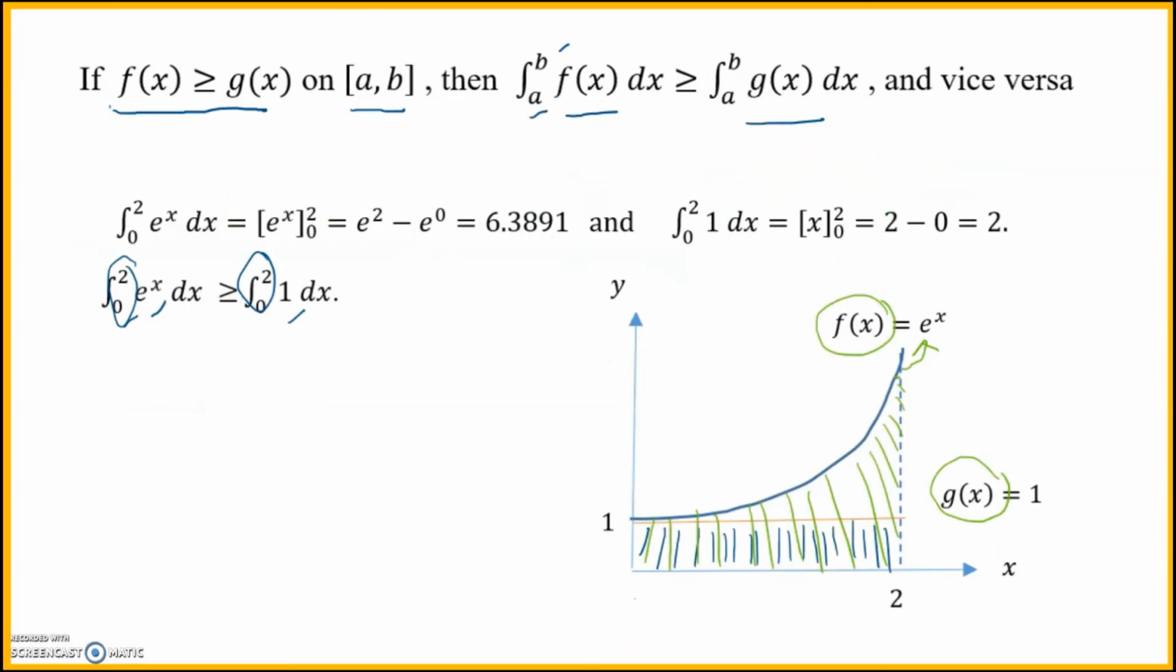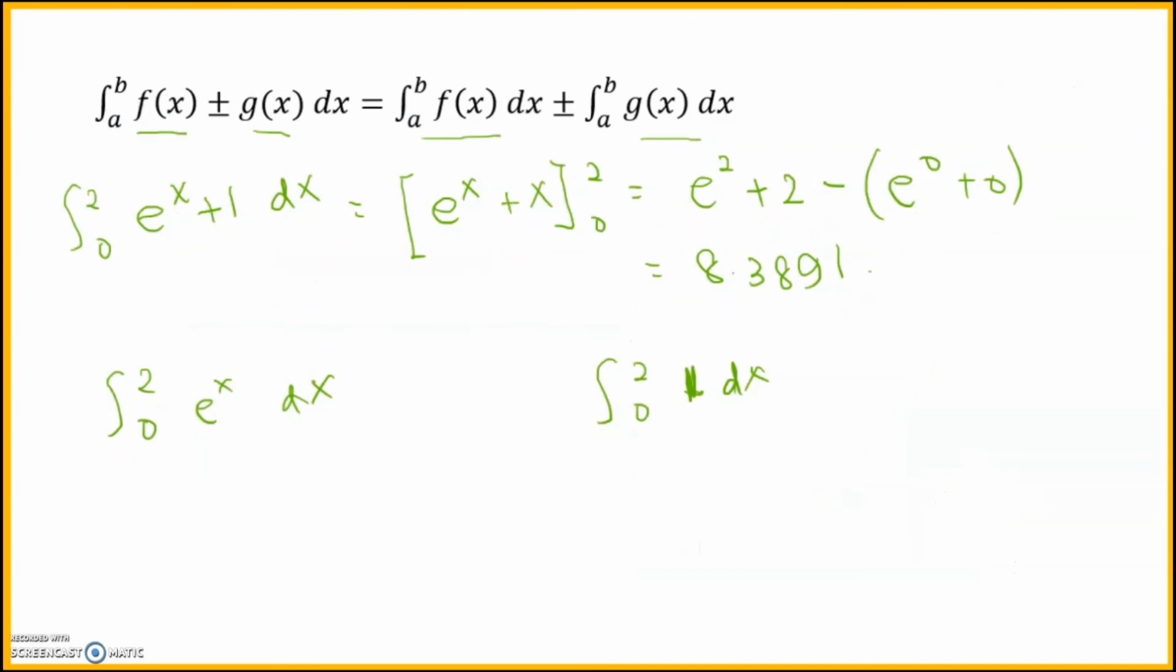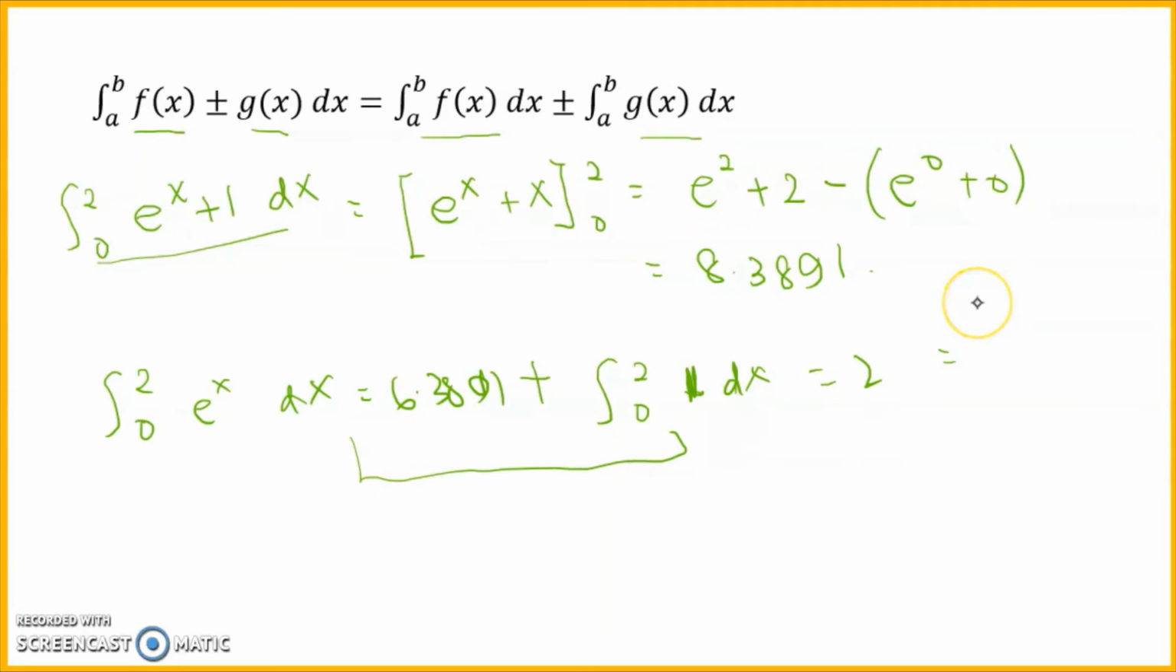We have actually done the computations for e to the x and 1 previously, which gave 6.3891 and 2. So if I do it separately and sum them up, I get 8.3891, which is the same as the previous one. So this is the sum and difference rule.